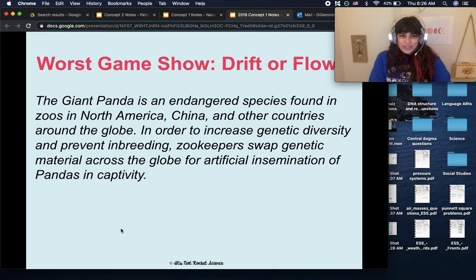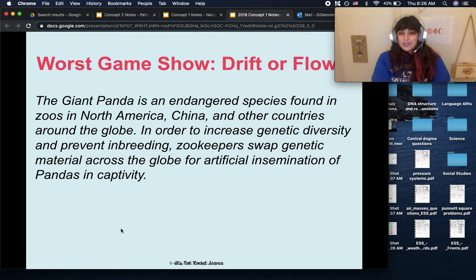Here we go again, drift or flow. The giant panda is an endangered species found in zoos in North America, China, and other countries around the globe. In order to increase genetic diversity and prevent inbreeding of giant pandas, zookeepers swap genetic material across the globe for artificial insemination of pandas in captivity. Is this genetic drift or is this gene flow?